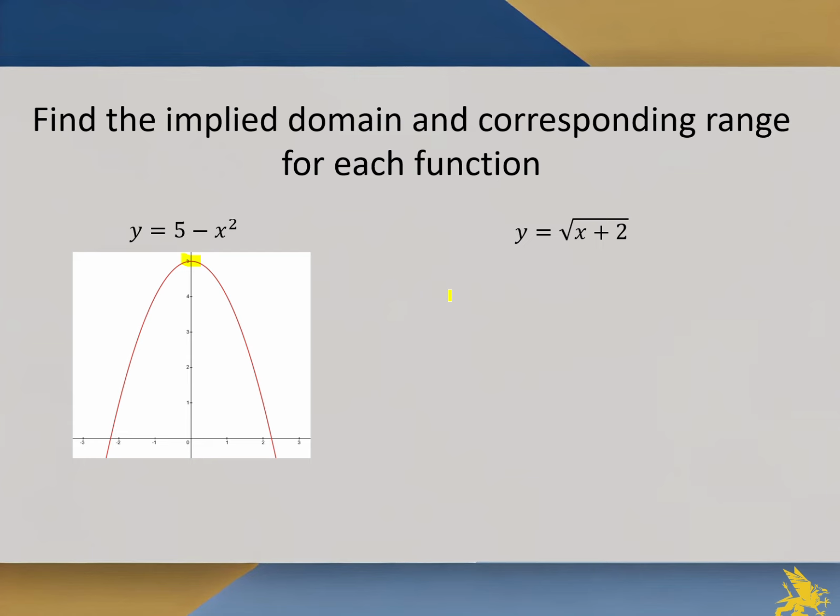Likewise, implied domain is just all real numbers. A parabola is going to keep on going out here and it's going to keep on going all the way out here.